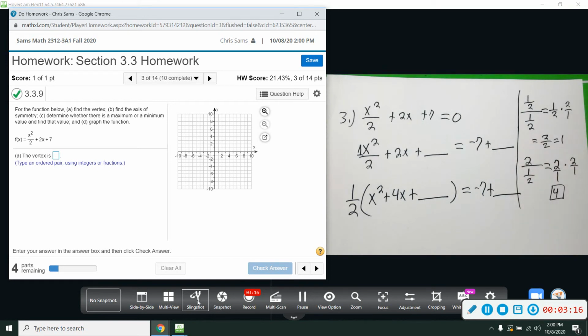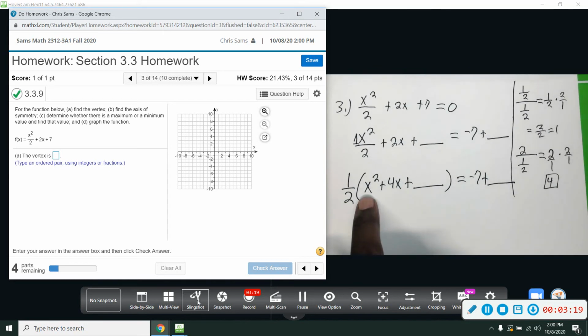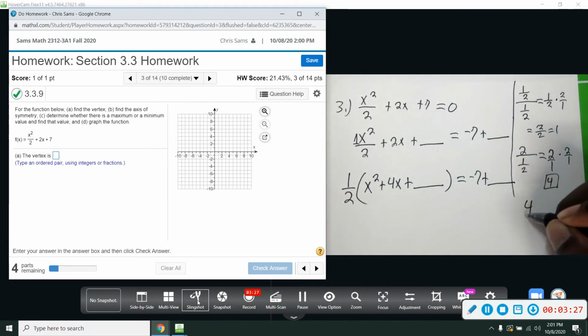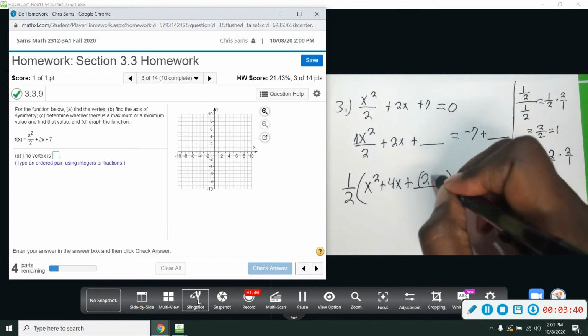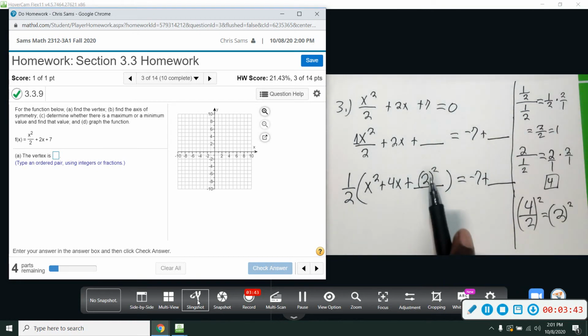Okay, now that I have that leading coefficient as a 1, now we can start to complete the square process. We take this middle term, divided by 2, and square it. All right, so 4 divided by 2 is 2. So we're going to add 2 squared. I'm going to leave it just like that. 2 squared. All right. Before you add that over here, if you have a coefficient, you also have to multiply it by this. So we added 2 squared here, which is 4.